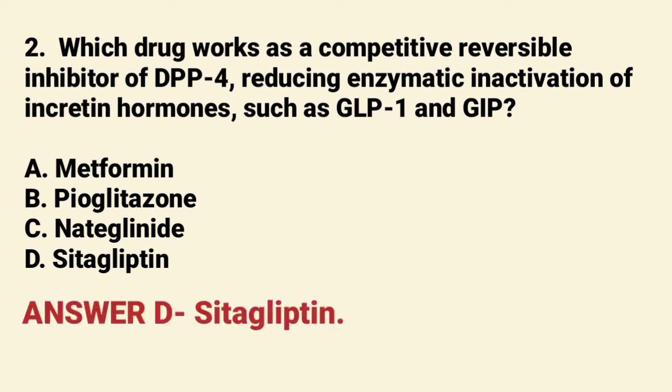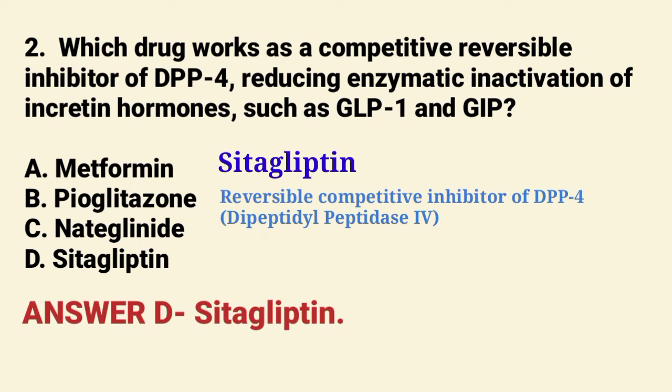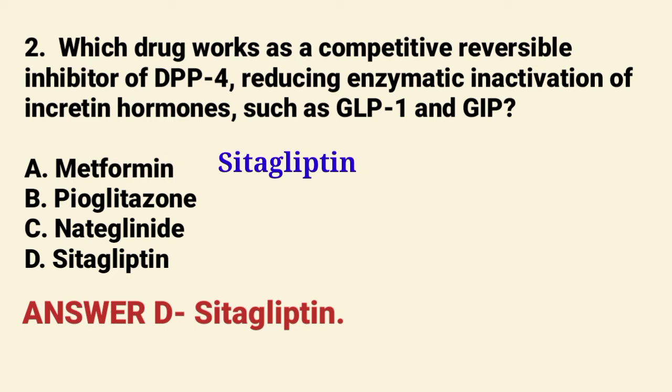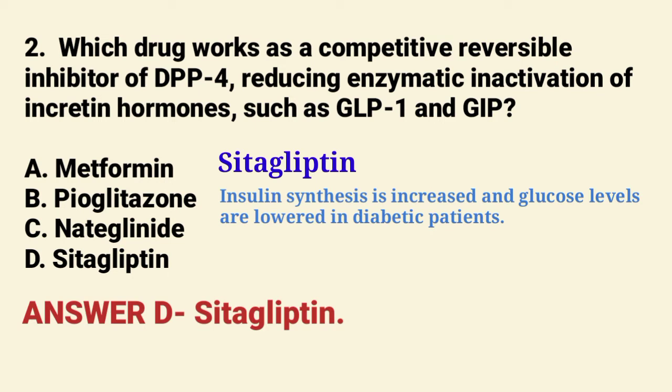Answer D. Sitagliptin. It works as a reversible competitive inhibitor of DPP-4, or dipeptidyl peptidase 4. This, in turn, reduces enzymatic inactivation of the incretin hormones such as GLP-1, or glucagon-like peptide 1, and GIP, or gastric inhibitory polypeptide, as a consequence of which insulin synthesis is increased and glucose levels are lowered in diabetic patients.